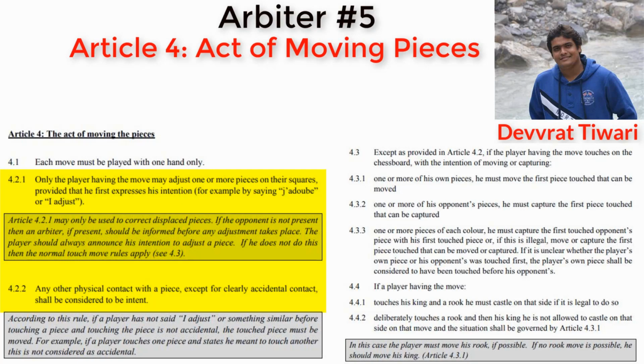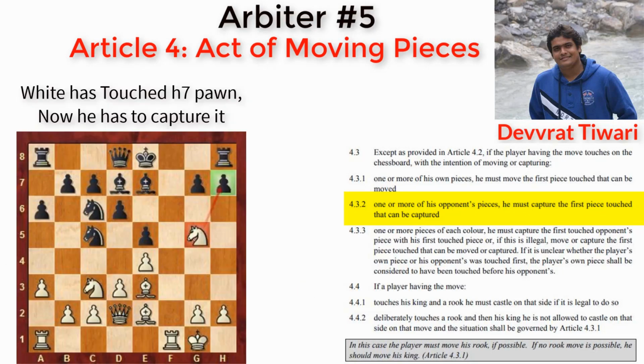There are some more extensions related to the touch and move rule that we will discuss now. The first one is if you have touched multiple pieces of yours, then you need to play the piece that you touched first. The second one is in case you have touched your opponent's piece, then you have to capture it if it is possible over the board. For example, in this position, let's say white has touched the S7 pawn, in this case you can see that the knight can capture it.